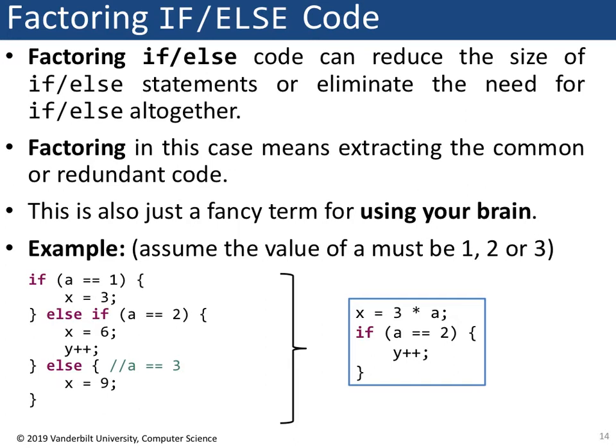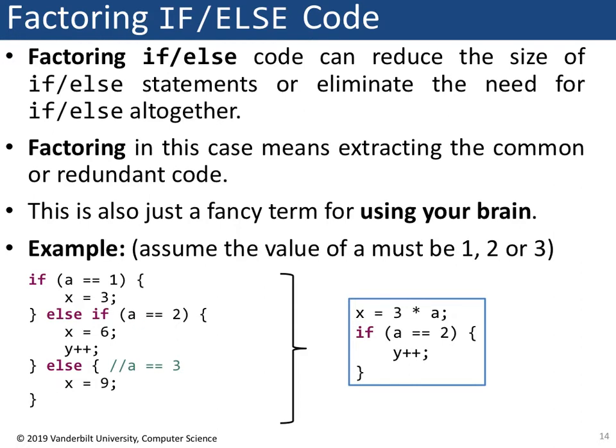There's no comment saying what this does, but we can deduce if a is equal to 1, x is equal to 3. If a is equal to 2, x is equal to 6. If a is equal to 3, x is equal to 9. So it's as if we're multiplying a times 3. Does that make sense?